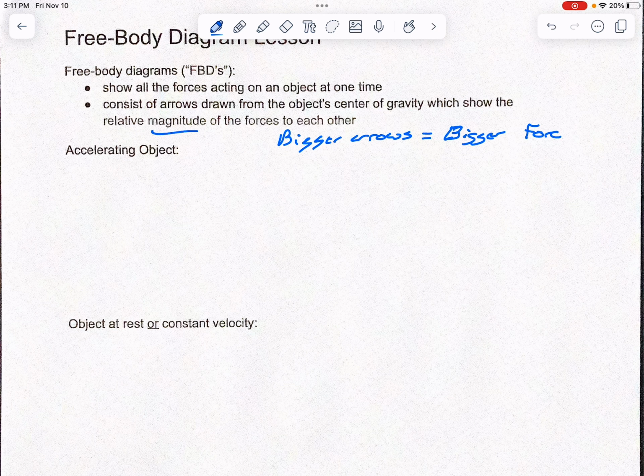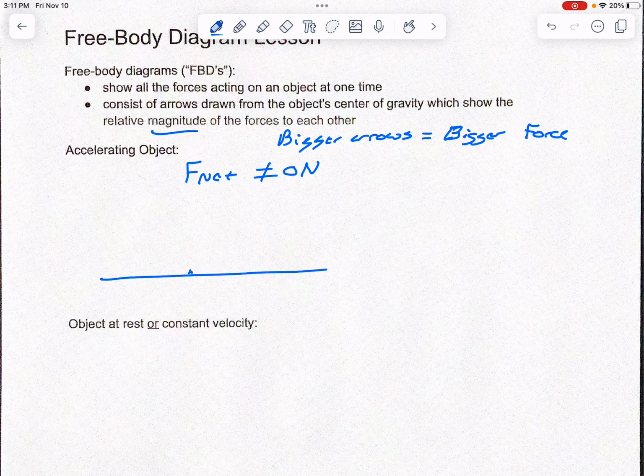You don't have to draw it to scale or anything, but if I have something that's accelerating, that's overcoming friction, my applied force should be a lot bigger than my frictional force. So we're going to show that right now. If I have an accelerating object, that means my F net does not equal 0 newtons. So that means it is not all balanced out.